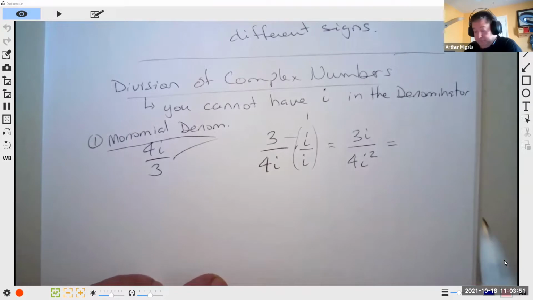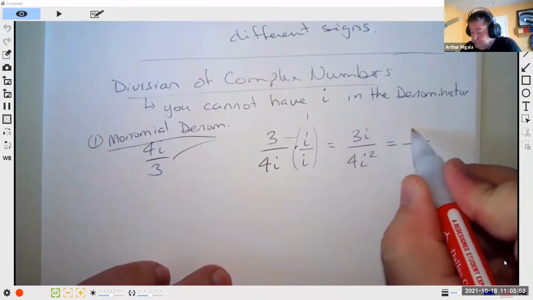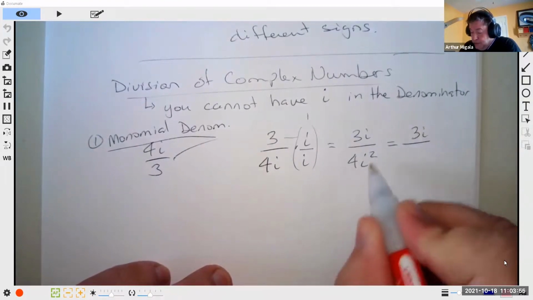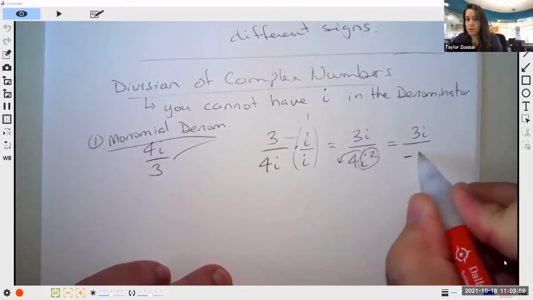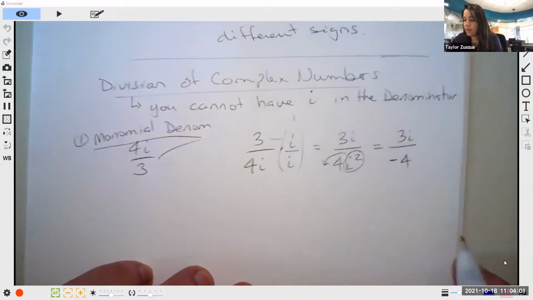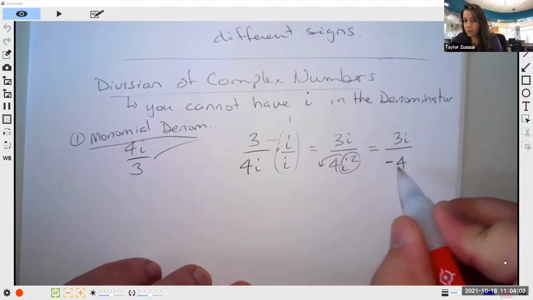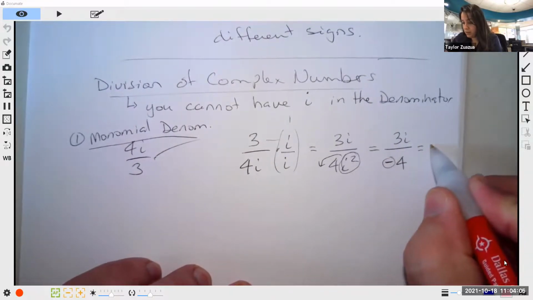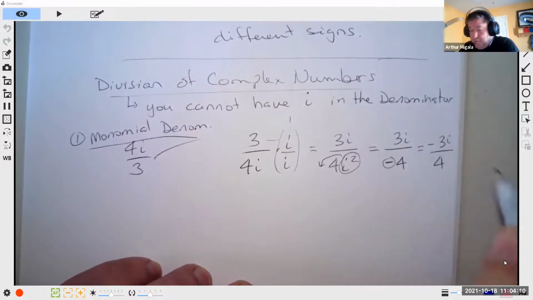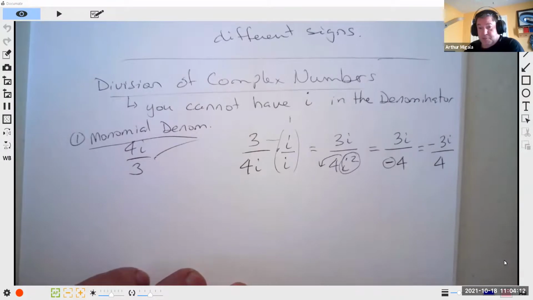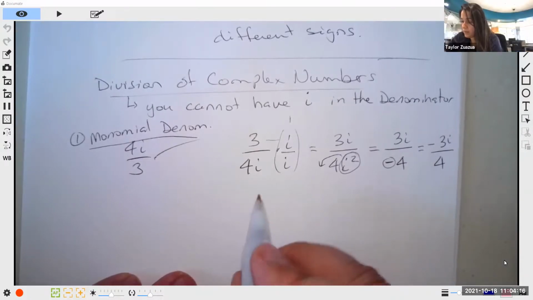4i squared. Remember, the i squared changes the sign of the coefficient, which would be a -4. And since we don't like to have negatives on the bottom, either move it out in front or on top. It doesn't matter where. So -3i over 4.